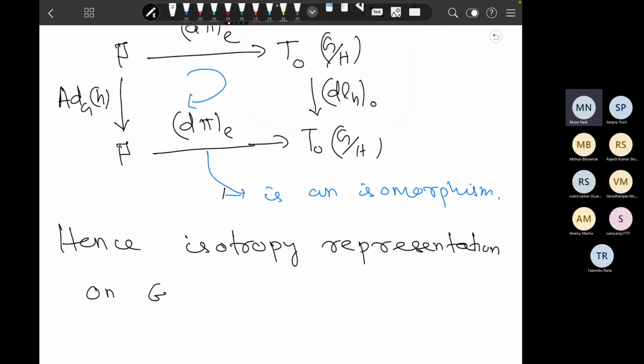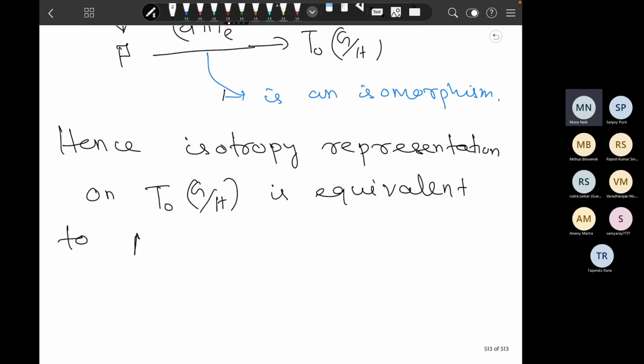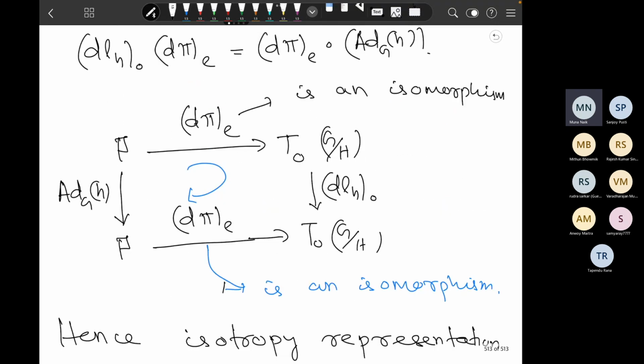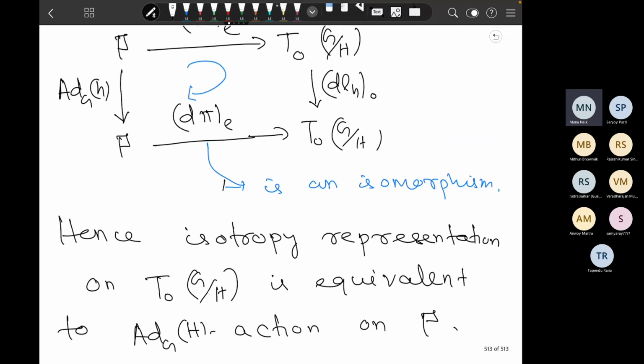Okay, on T naught G mod S is equivalent to the RGH action on this. These two representations are equivalent, or you can say that d pi intertwines between the two H actions.